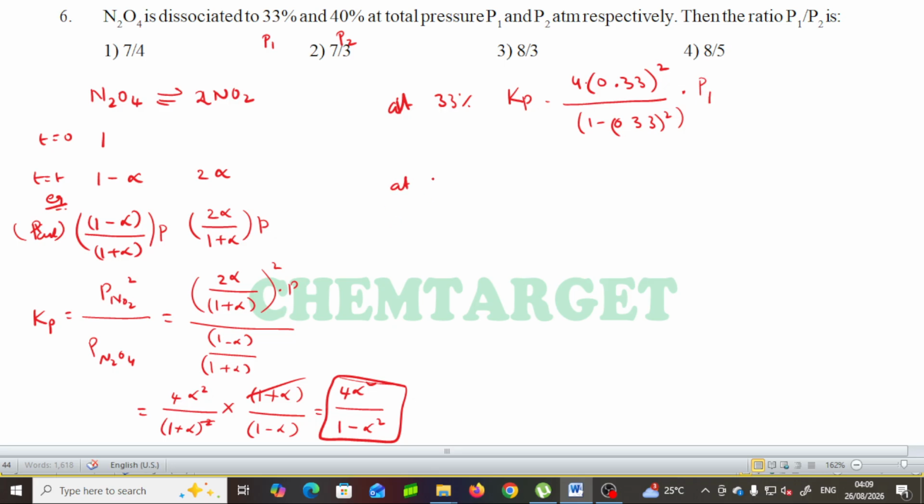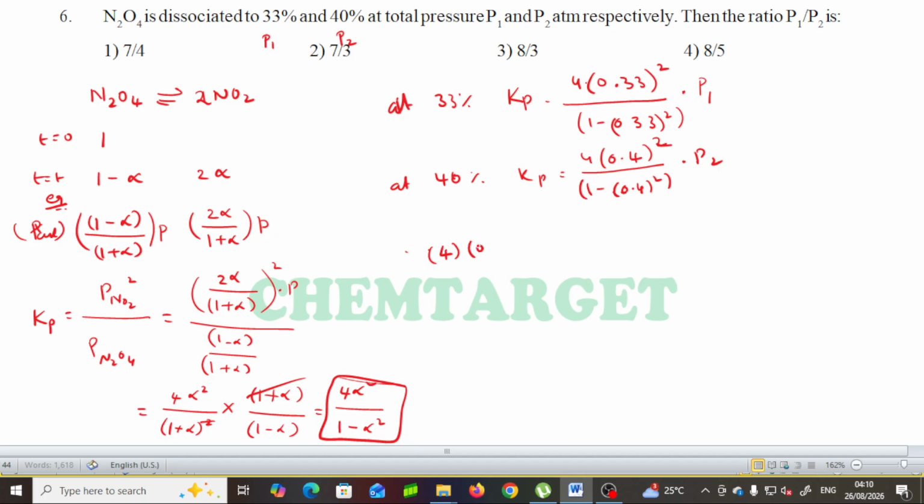In the same fashion, at 40%, Kp of this reaction is going to be 4 into alpha, where alpha here is 0.4, square, divided by 1 minus 0.4 square into P2. But we know that Kp for a reaction is constant. Therefore, the above two values are going to be equal.